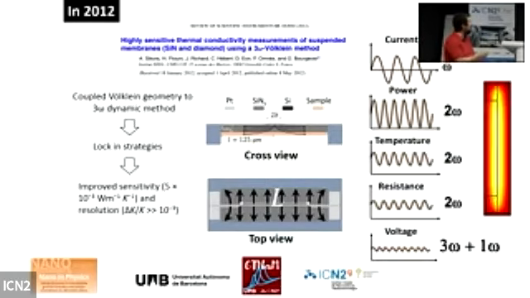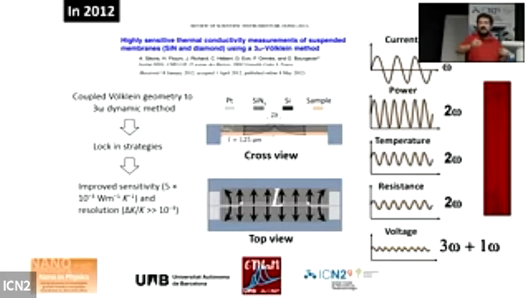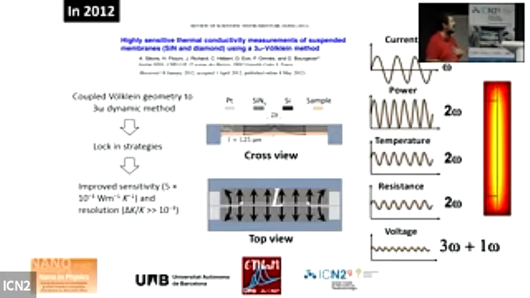At that moment, in the article he was publishing, he was getting resolutions of delta k over k of 10 to the minus 3. It essentially means that, depending on the thickness of the substrate layer, in that case nitride, he was able to determine up to three significant digits in the precision. The method is pretty simple.